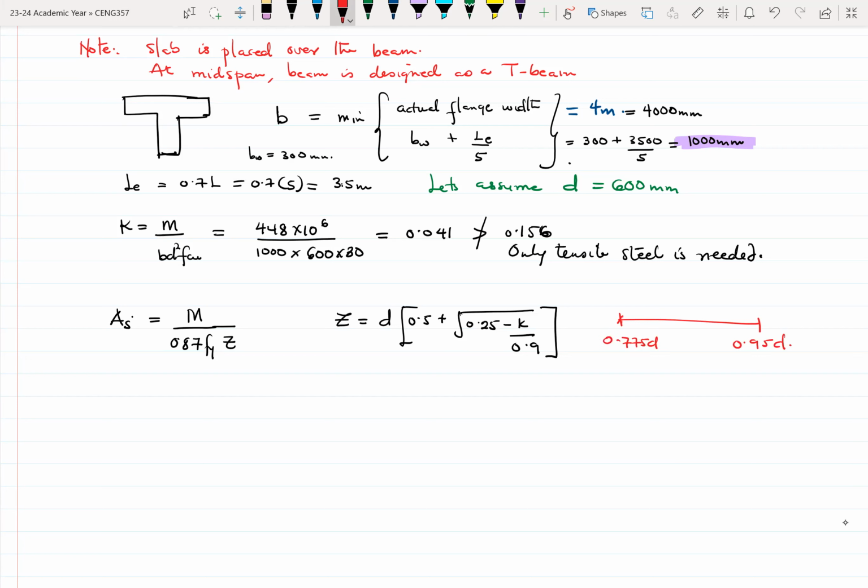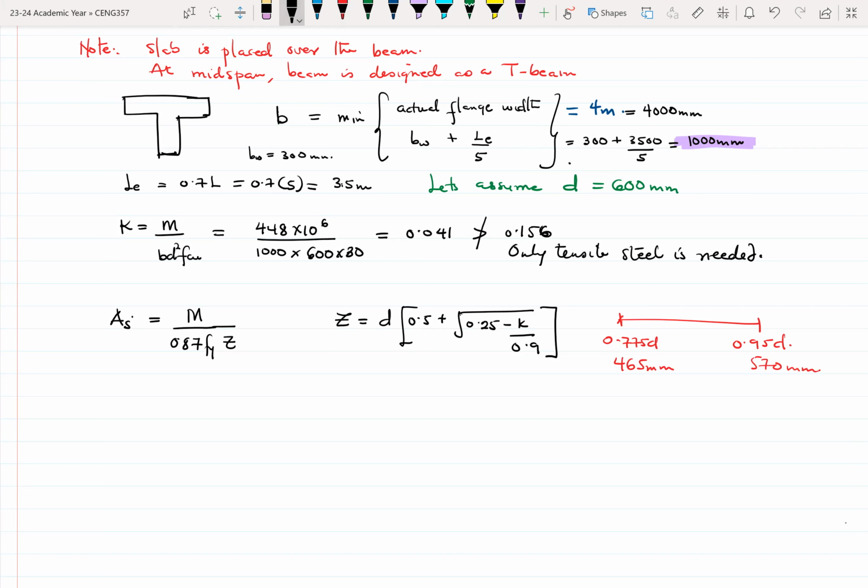So if your Z falls below 0.775D, then you use that value, all right? And if Z goes above 0.95D, you use that value. So 0.95 times 600 in this case will give us 570. Since our D is 600, 0.775D will give us 465 millimeters. So this is the range in which Z can be.